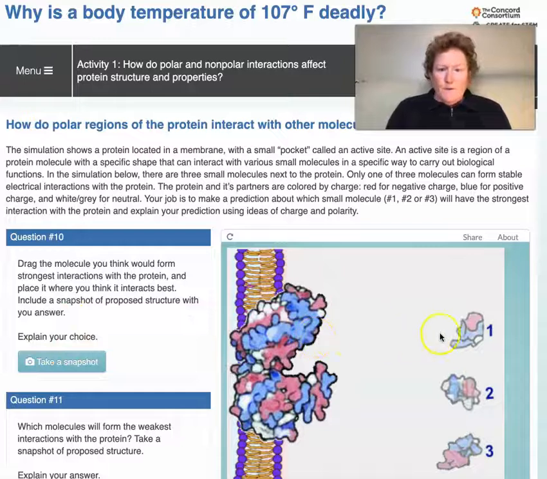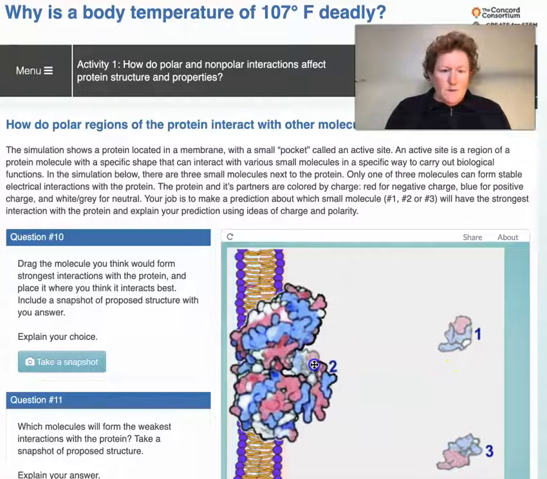So I'll walk you through the first one here, question number 10. Let's pull over number 1. Number 1's got some blue to interact with the red. It fits pretty well, kind of like a puzzle piece. That's kind of what we're looking for. Red is interacting with blue here, so that would seem like it would be pretty sticky and stick together, because we know negative and positive like to get together.